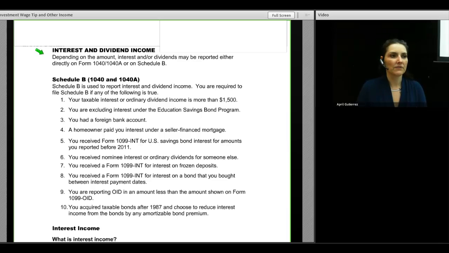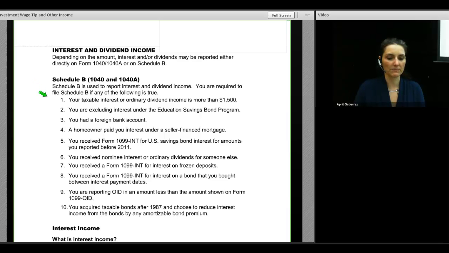But even if your dividend and interest income is less than $1,500, you may still be required to attach Schedule B if any of the following apply. Of course, Schedule B is used to identify the payors who are issuing you interest and dividend income, but also to answer other questions as well. So you need to file Schedule B if any of the following is true.